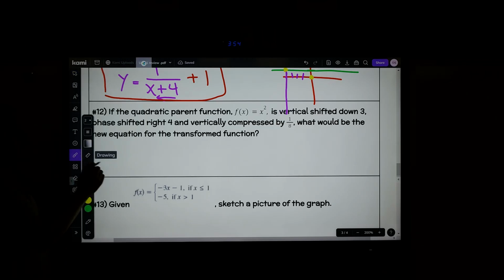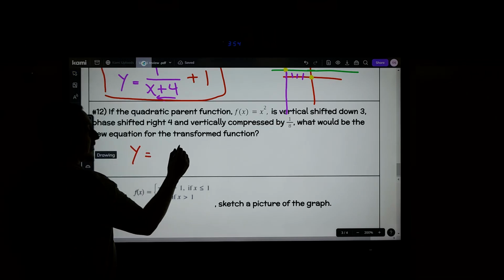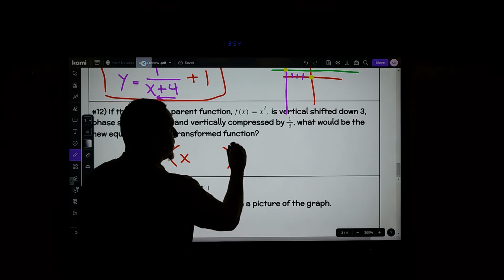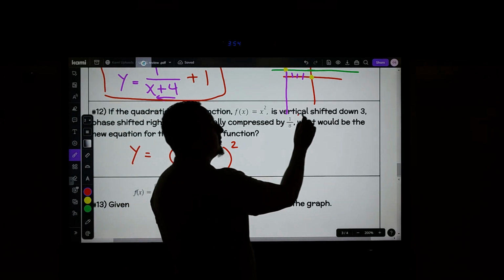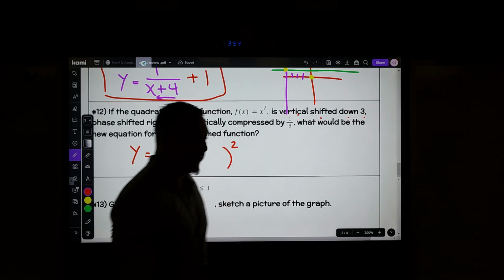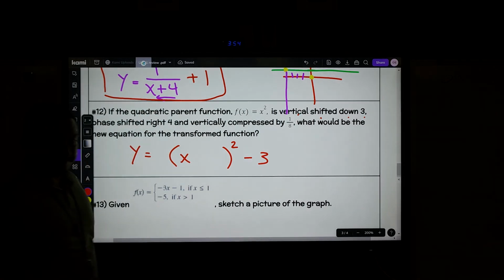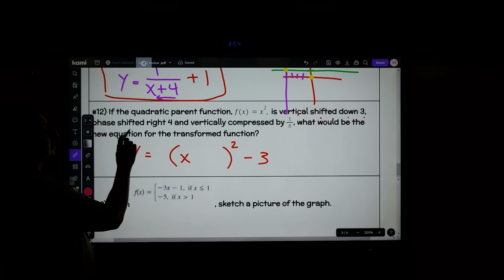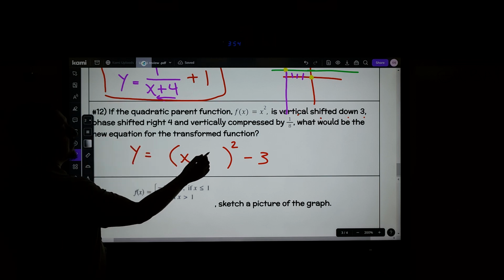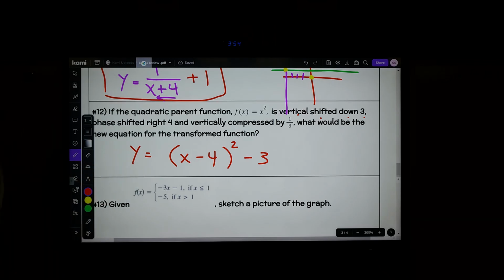Let's come up with this one. So y equals something squared. Okay. I left big spots, holes, so I can put the numbers where they go. So the first number says vertical shifted down 3. -3. Okay, that's all that means, -3. Phase shifted right 4. On the inside, right? Nope. Yeah, right 4, -4, sorry.